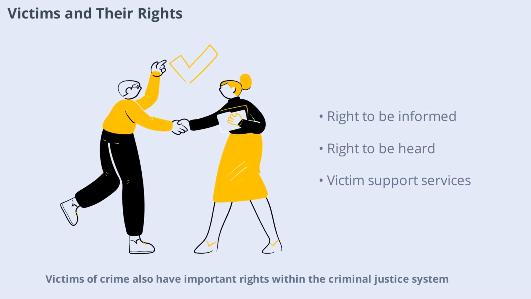Victims of crime also have important rights within the criminal justice system. These include the right to be informed, the right to be heard, and the right to receive protection. Victim advocates help guide victims through the process, ensuring their voices are heard and their needs are met. Supporting victims is a key part of achieving justice and helping communities heal after crime.